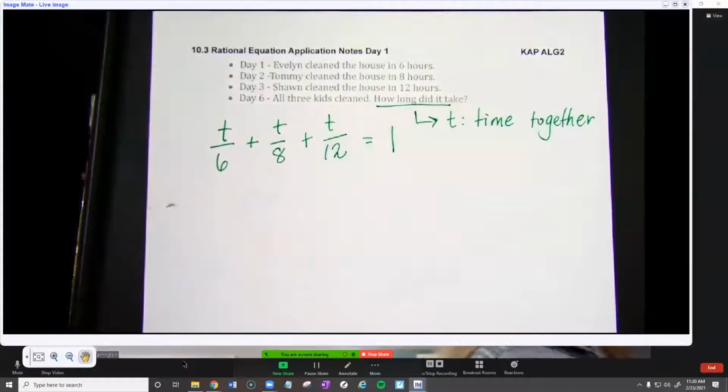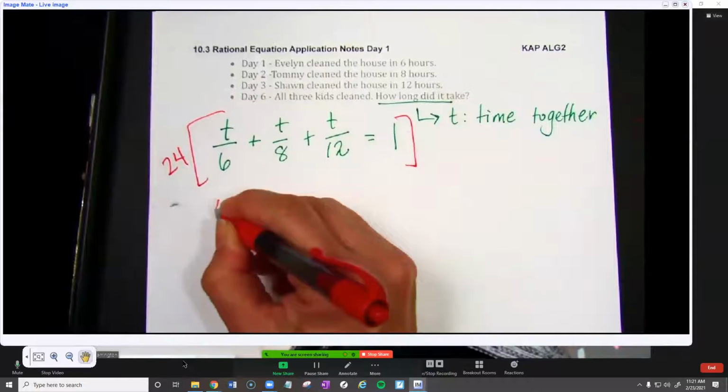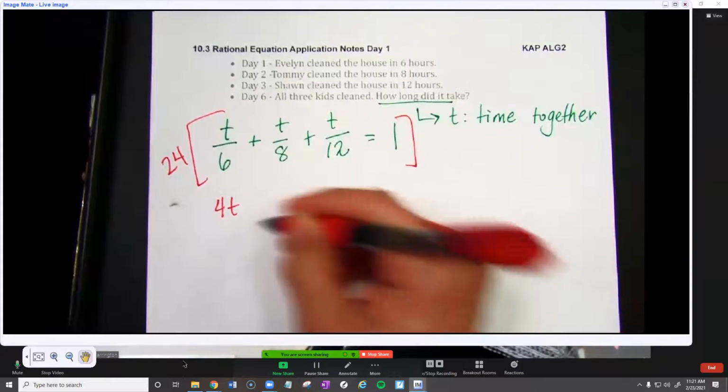Okay, let's get rid of the fractions. No variables in the denominator, so it's just the LCM. What's the LCM of 6, 8, and 12? It's 24. So guys, multiply everything by 24 and then just simplify each piece.